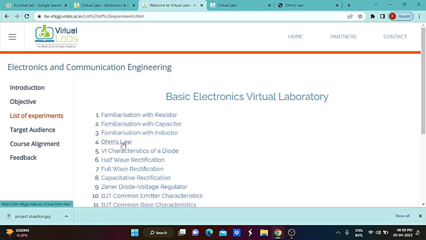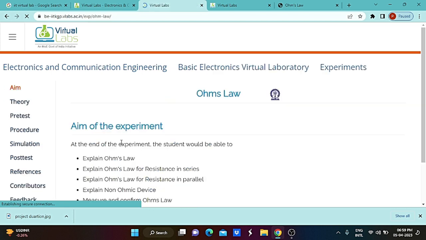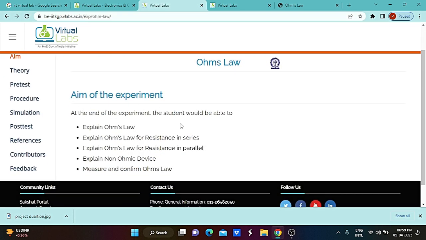I take the first experiment, Ohm's law, and click it. Here we can do the experiment. The aim of the experiment is to verify Ohm's law. We know the Ohm's law concept is that voltage is directly proportional to current. If we remove the proportionality constant, V equals I into R. That means the voltage value can be calculated by multiplying current and resistance. So for that we are going to do the experiment.